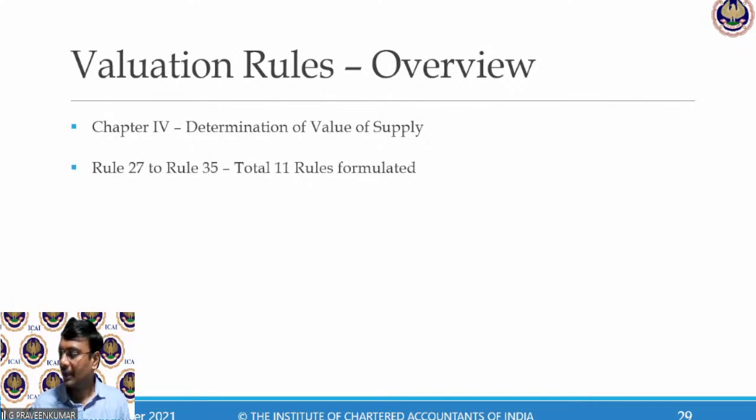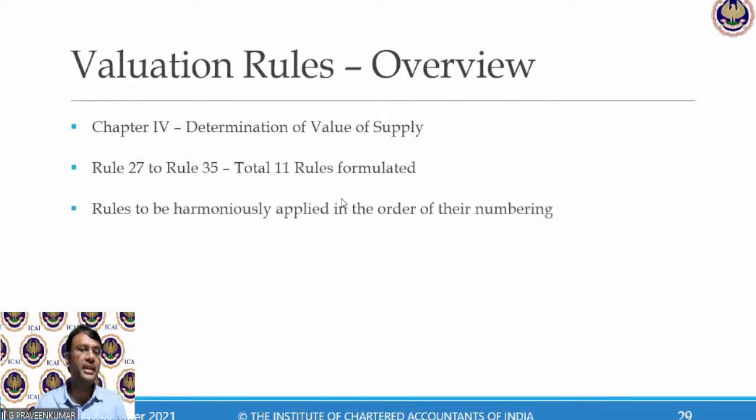Now, this particular rule, we will go one by one to understand different scenarios, how the government has used its powers to notify what should be the value on which the GST has to be paid.